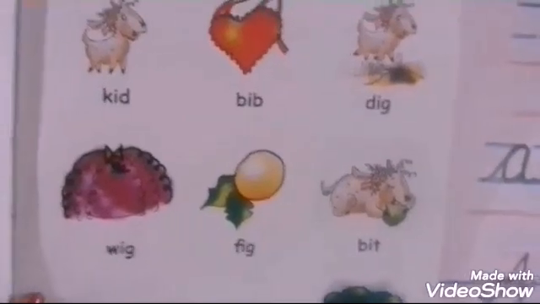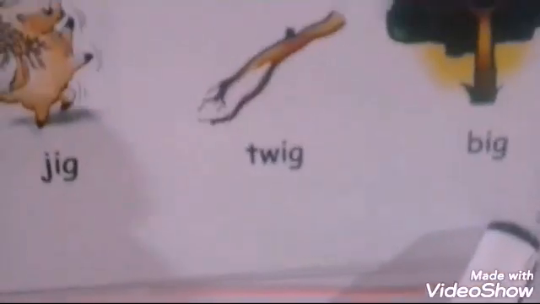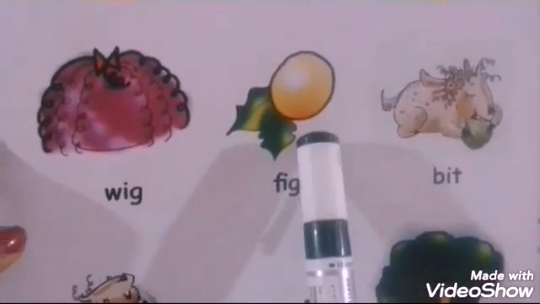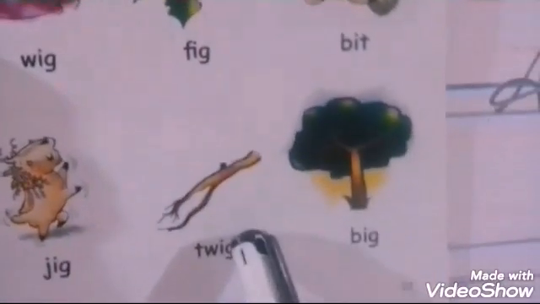Sam the Fat Cat. Chapter 3, Meet Caddy the Kid. Page 21. Page 21. Here you are having picture of Caddy, but you are going to write a kid. Then picture of a bib, picture of a wig, picture of a fig, and picture of a twig.